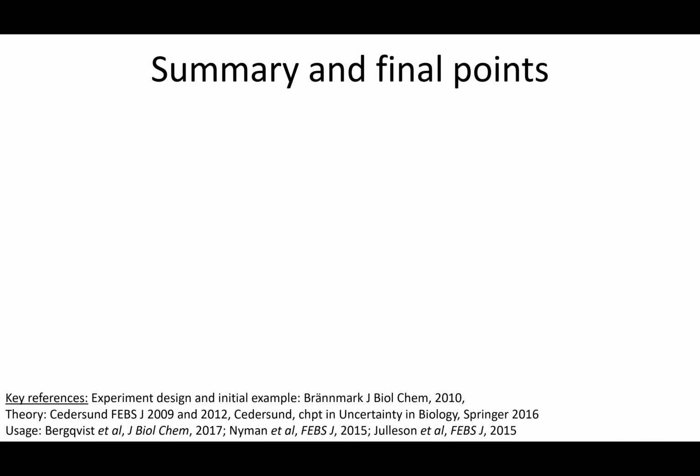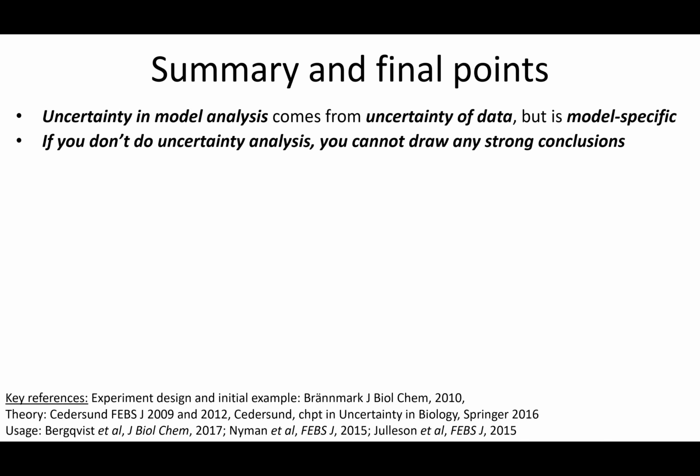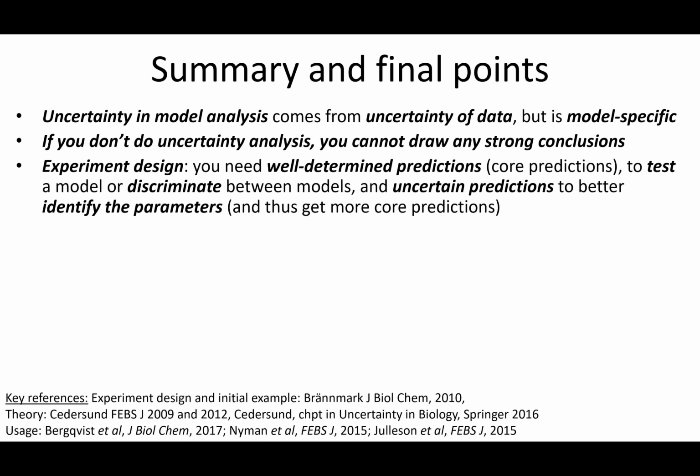So finally, summary and final point. Uncertainty in model analysis comes from uncertainty of data and is model specific. So different models will give different results. If you don't do uncertainty analysis, you can't draw any strong conclusions. You can't do any of those things that I've said here, such as experiment design, for instance. So if you have well-determined predictions, so core predictions, you can test a model or discriminate between models if they are well-determined and different. And if you want to identify the parameters, you should use uncertain predictions.